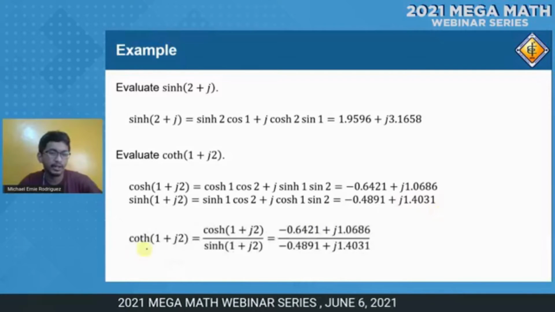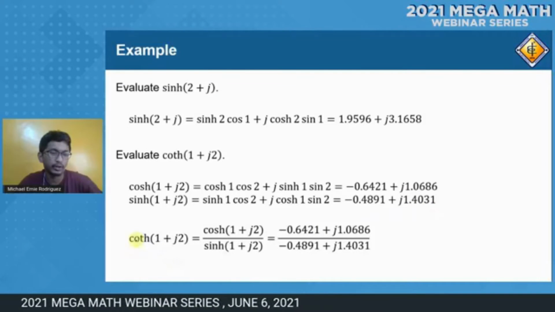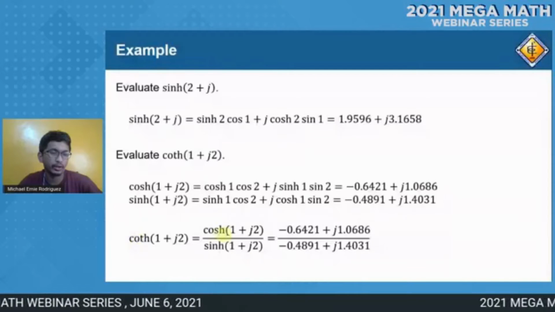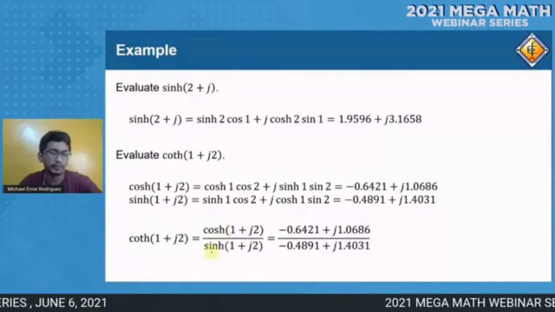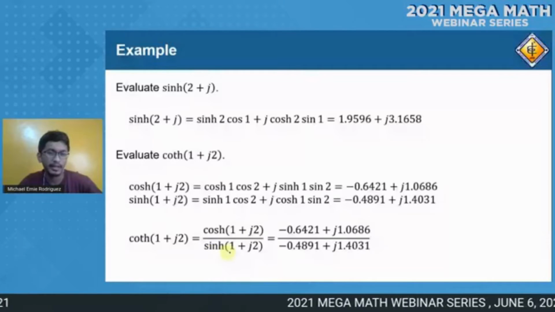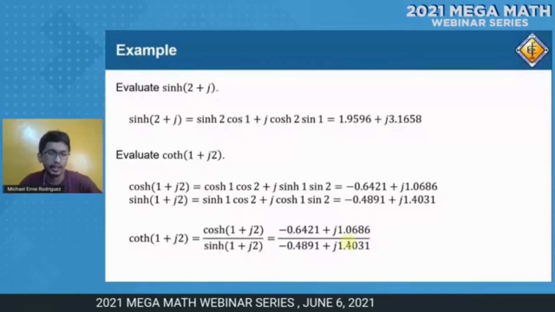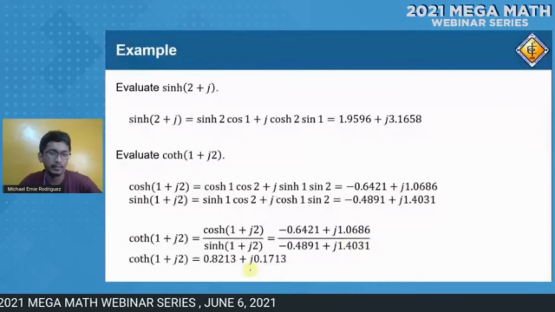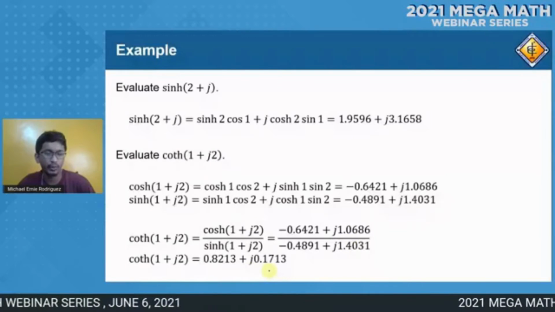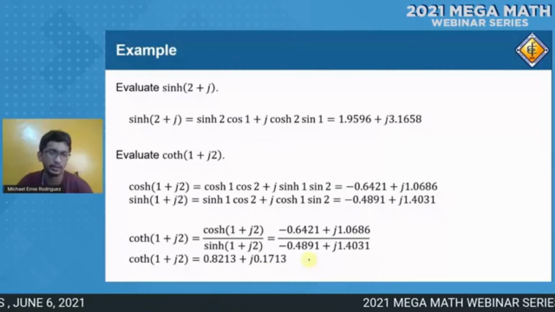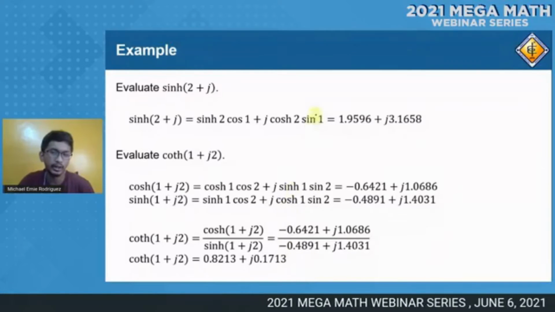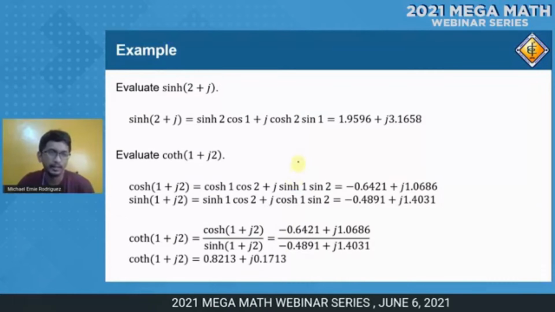So by definition, your hyperbolic cotangent of 1 plus j2 is cosh(1 plus j2) over sinh(1 plus j2). So ito, divide natin. Pwede na ito sa calculator. So our answer is 0.8213 plus j 0.1713. So take note again, pag nag-input sa calculator, kayo ay dapat naka-radian.